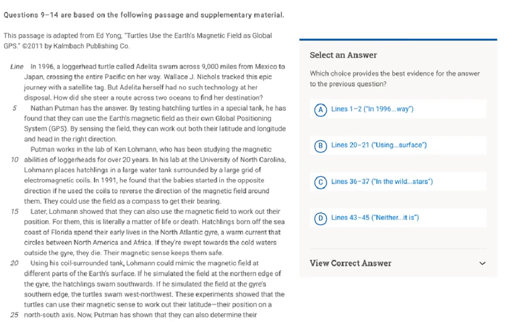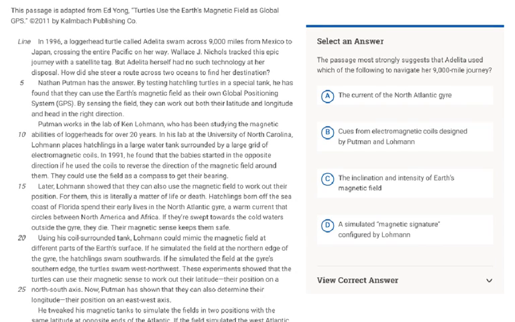Oh, very interesting. So remember, the initial question was, the passage most strongly suggests that Adelita used which of the following to navigate her 9,000-mile journey? And we discovered that the answer was the inclination and intensity of Earth's magnetic field. We said the second sentence in the second paragraph kind of answers that question for us. So that's where I would think the answer is.